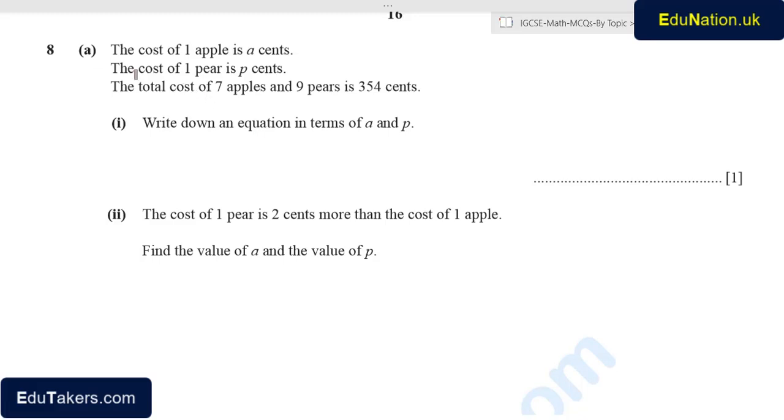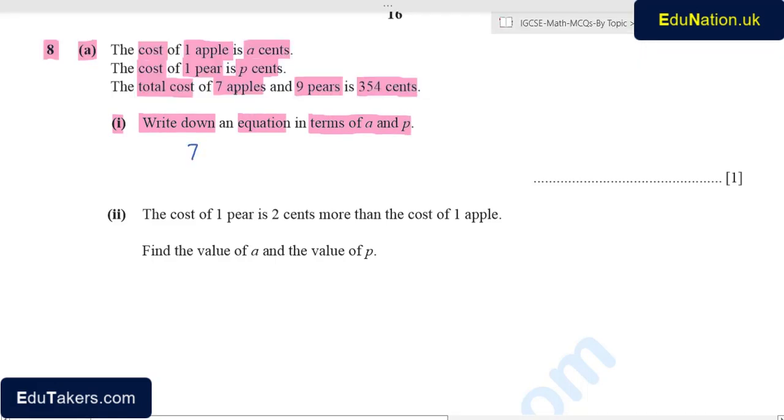Next is question number 8, part A. The cost of one apple is A cents. The cost of one pear is P cents. The total cost of 7 apples and 9 pears is 354 cents. Part 1: write down an equation in terms of A and P.